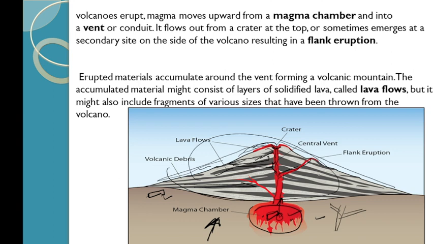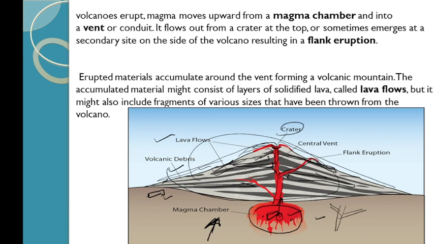This structure forms a lava flow because of the solidification of lava, but there might also be fragments. There are various types and sizes of fragments that are thrown out by a volcano. These are volcanic debris. Lava flows and craters form just outside of the vent.